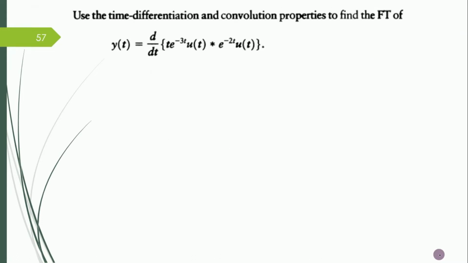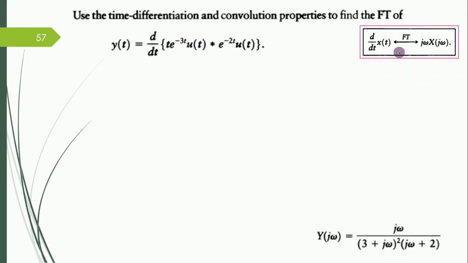Now, here we have a comparatively complex problem, using the time differentiation and convolution properties to find the FT. Here we have a convolution property, so I have to use the differentiation property as well. So what I do is I simplify it. I call the d by dt term P of t, and for this convolution term I call it Q of t. In total, I call this X of t.